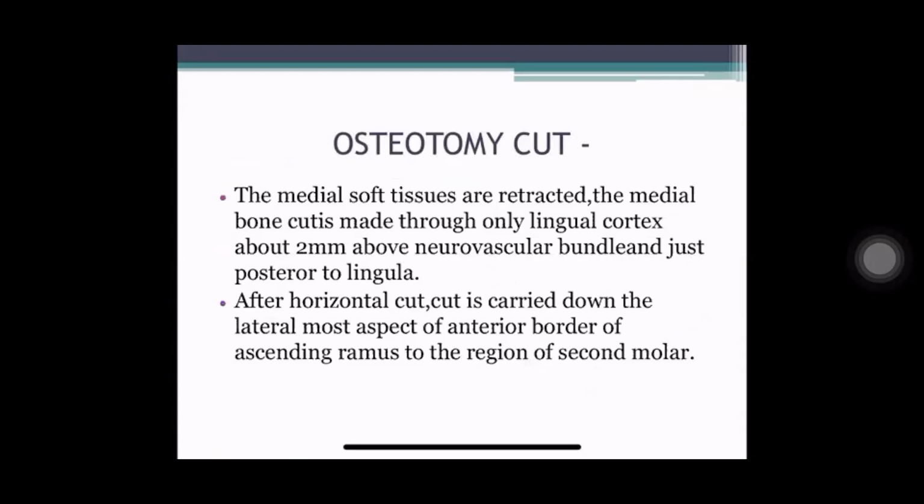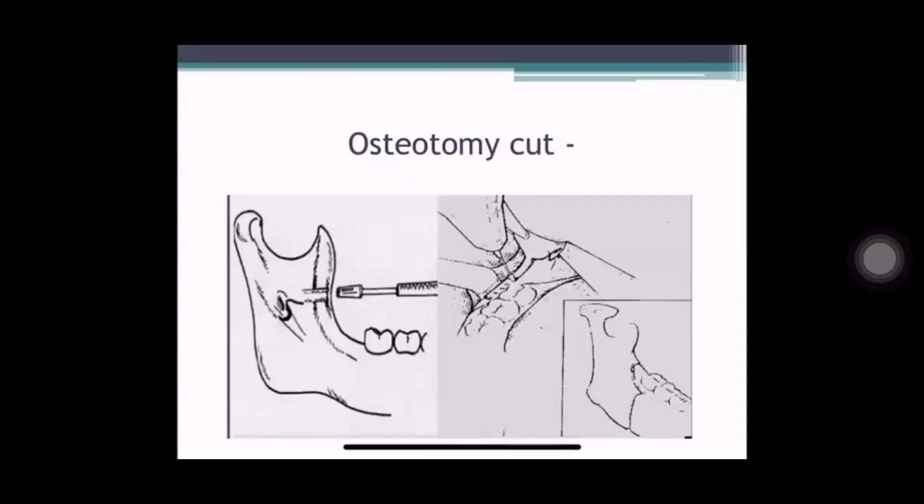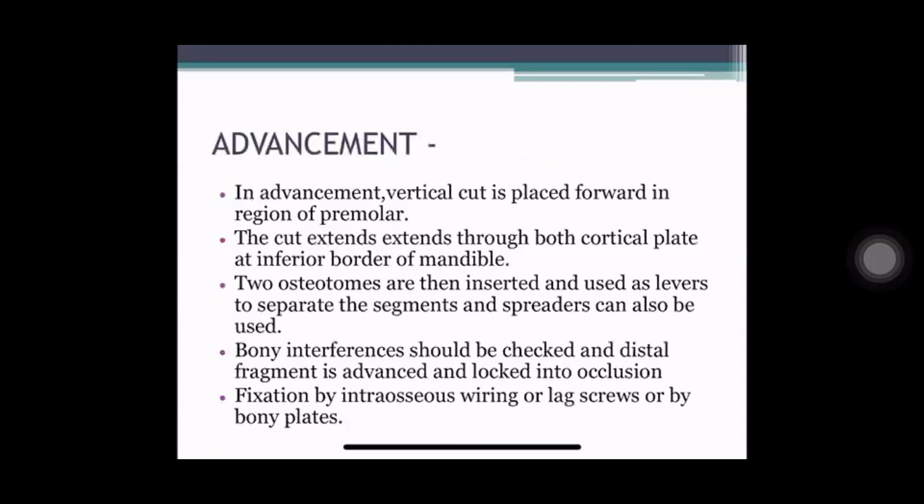Then the osteotomy cut is given. In this, the medial soft tissues are retracted, and the bone is cut through only the lingual cortex, 2 mm above the neurovascular bundle and posterior to the lingula. After the horizontal cut, the cut is carried down the lateral-most aspect of the anterior border of the ascending part of the ramus. The osteotomy cut, we can see, is given posterior to the lingula, and it is given 2 mm above the neurovascular bundle. In this, there are two procedures. One is advancement of the mandible, and the second is setback.